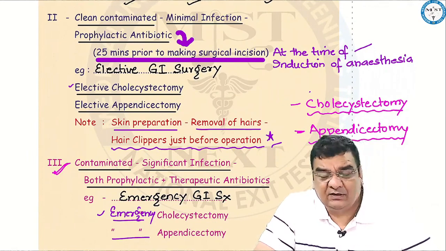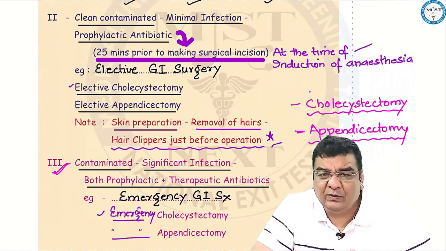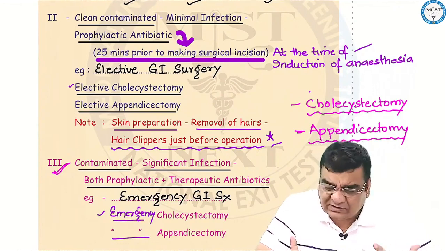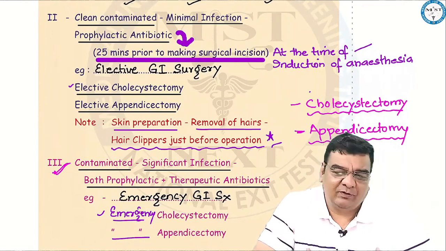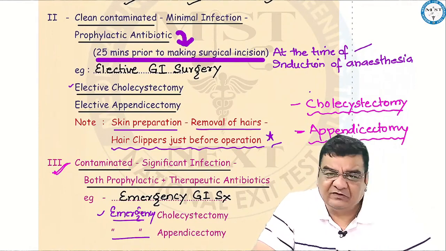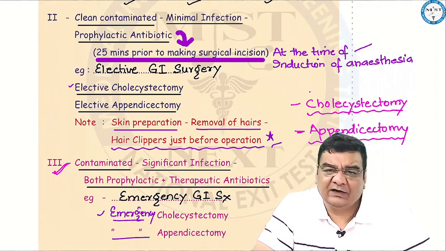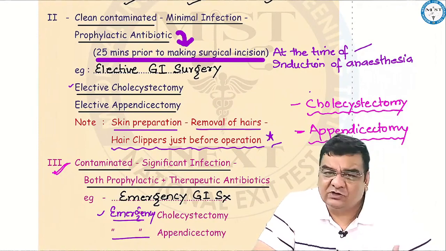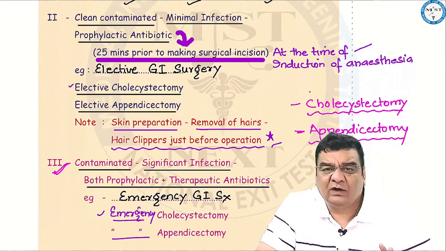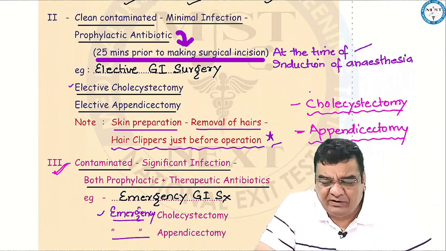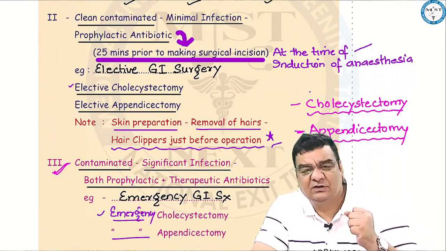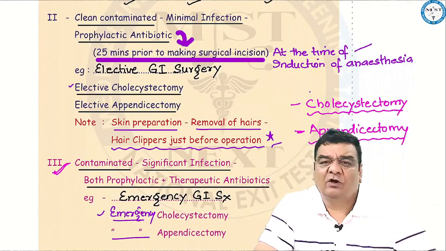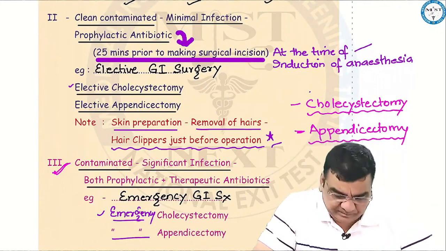Dirty is something which is having pus. Whenever we are doing any abscess drainage, whether it is just a simple incision and drainage for a superficial abscess, we are dealing with huge amount of bacterial population. The chances of infection are very high. We have to give both prophylactic as well as therapeutic antibiotics. Just a reminder that whenever we are doing any surgery, we usually do not want hairs at the operative site. The best thing what we can do is we can use hair clippers just before starting the operation, so that there is minimal chance of bacterial growth.